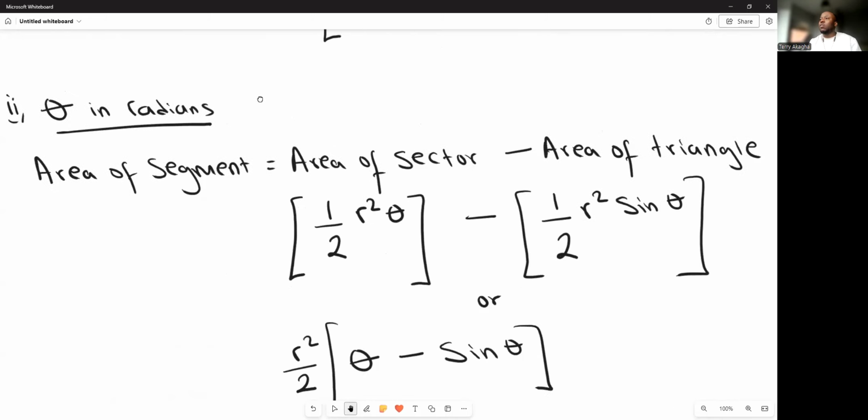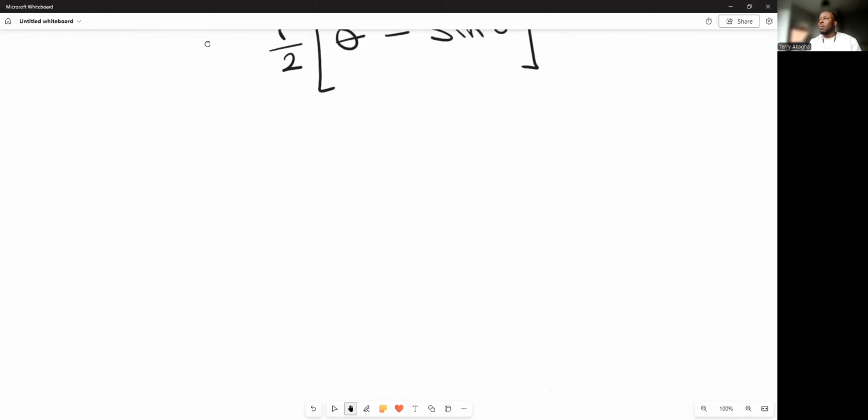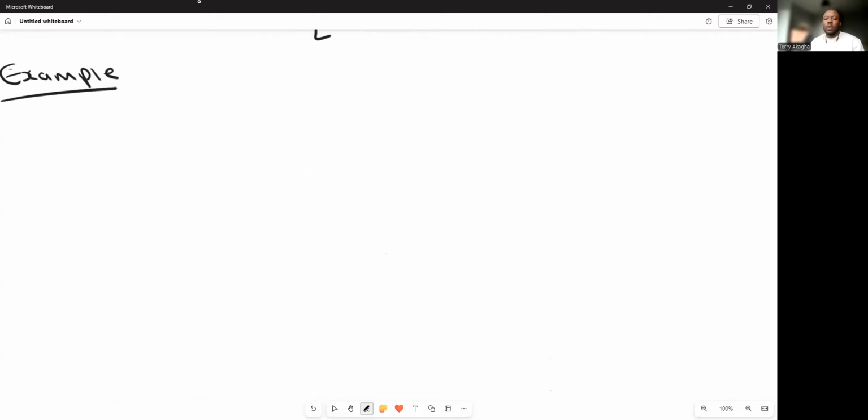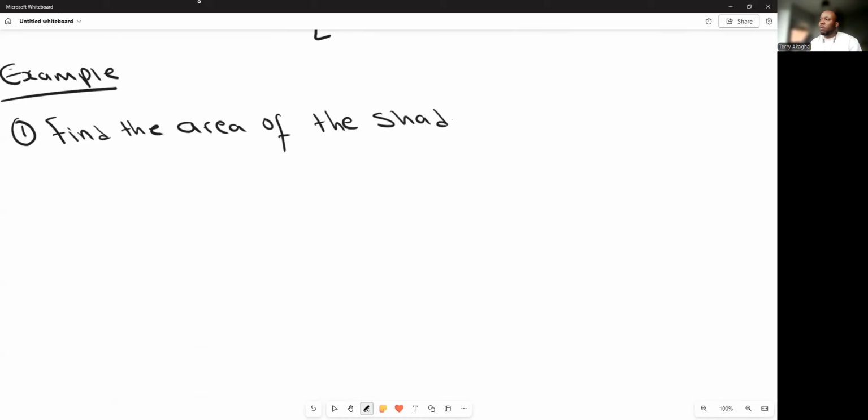All right, so let's pick some examples now and solve. Number one, we're told to find the area of the shaded segments in each of the following sectors.